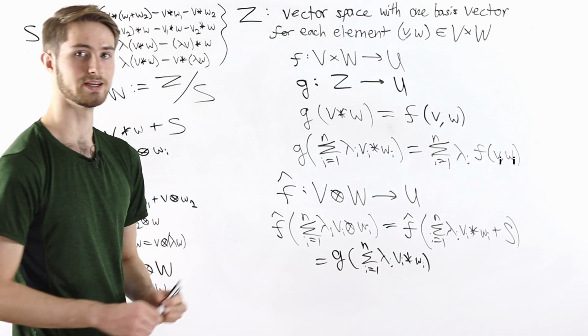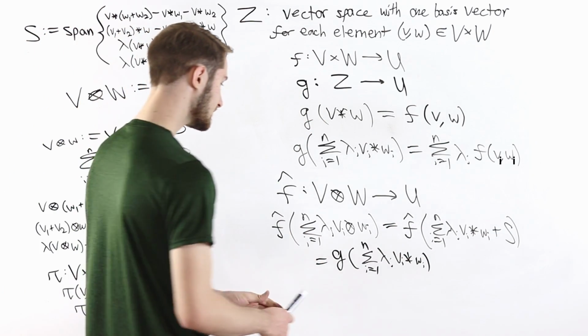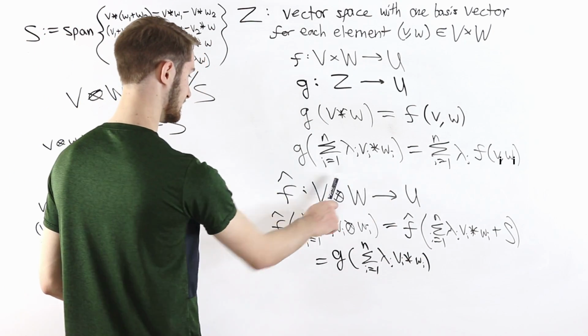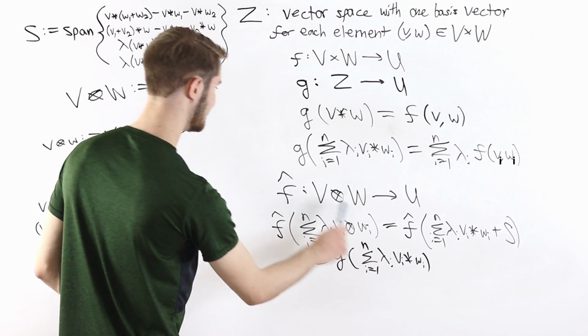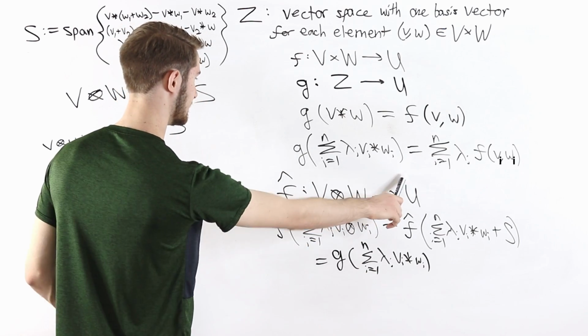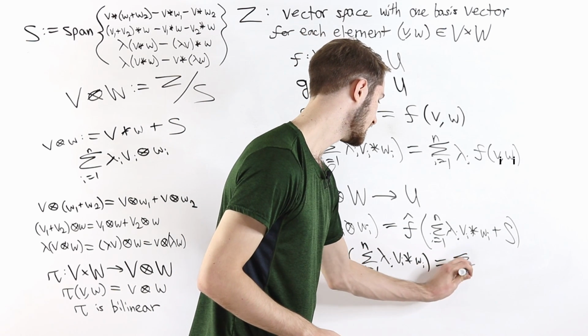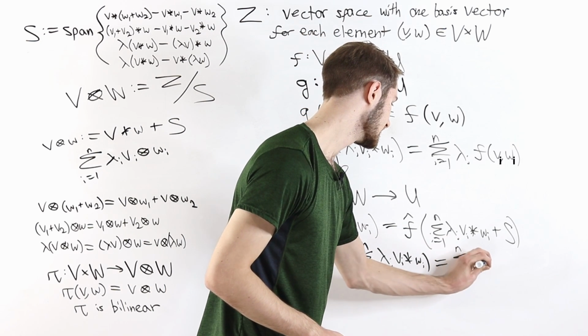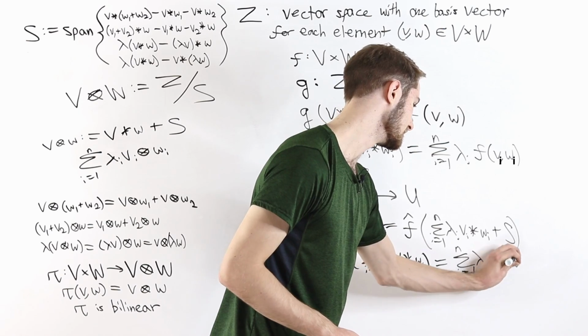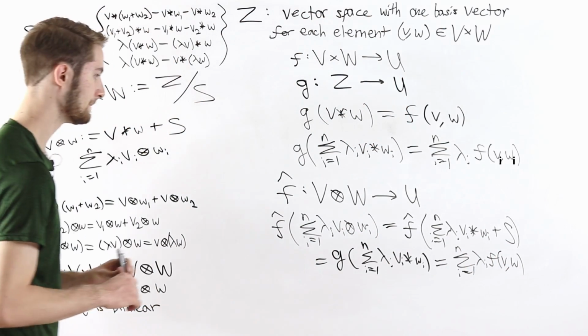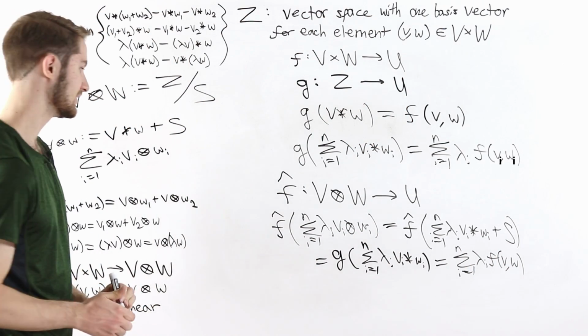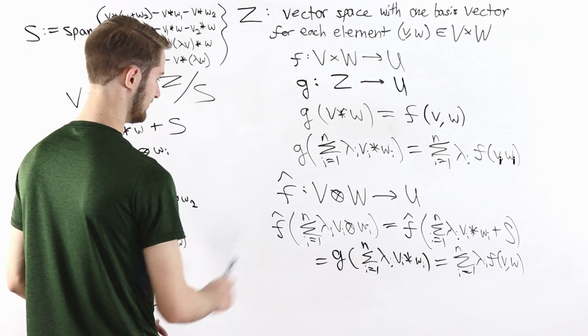That was how we defined f hat. And now we can use this definition right here, because this is exactly the same as the line at the top here. So this is equal to the sum from i equals 1 to n of lambda i times f of v, w. That's just the definition of g. And this gives us the definition of the map f hat.